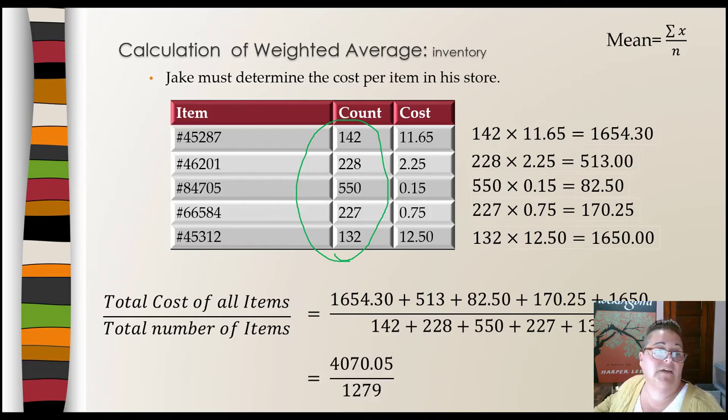This gives me a 4,070.05, divided by 1,279. This gives me a per item cost of $3.18. And that is a weighted average for the inventory. Doesn't mean everything costs $3.18. It means the average of all the items in the store is $3.18 per item. Okay, we've now met our goals for the averages, most of them anyway, for mean.